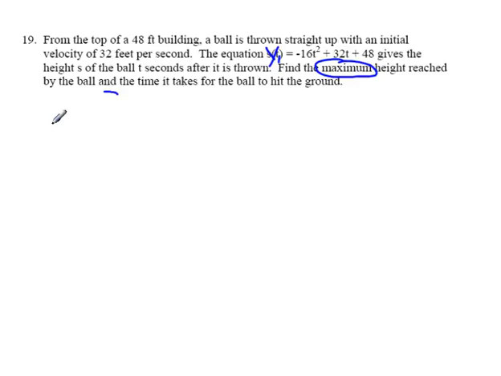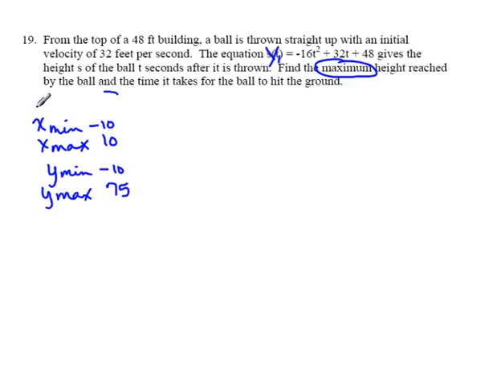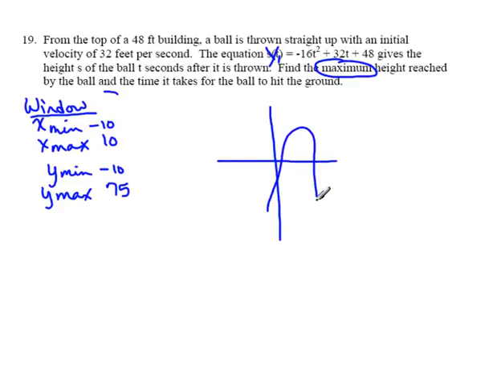I found that a good window was the x min was negative 10, the x max was positive 10, so the standard viewing window for the x's was fine. The y min at negative 10 and the y max at 75. That's a good window that I found that worked well with this particular equation. So once you've found the window, you're going to see the curve and it's going to look something like that.